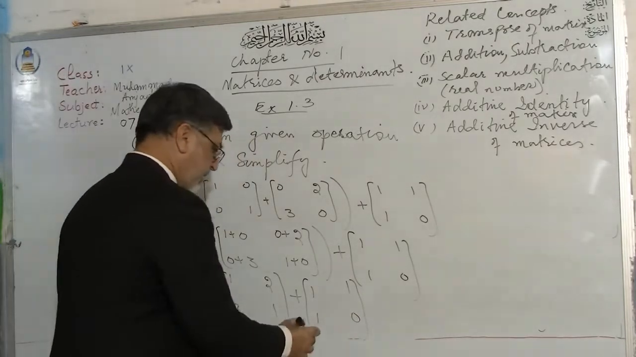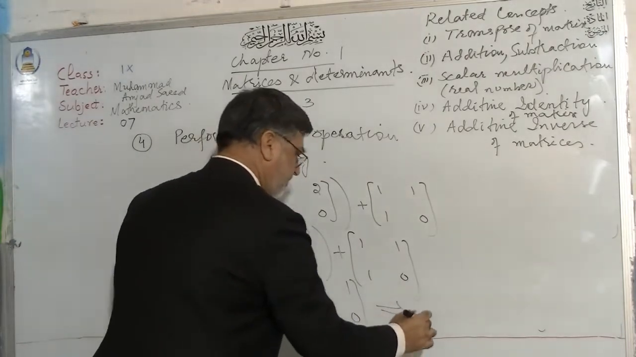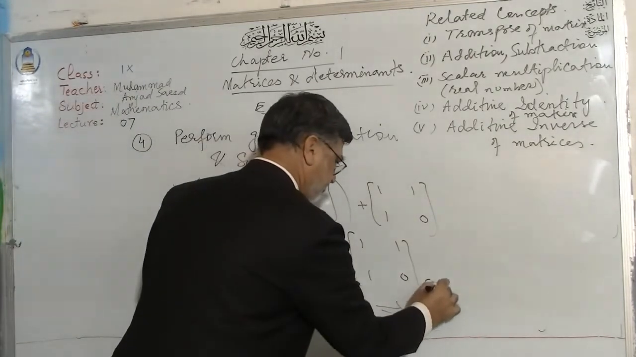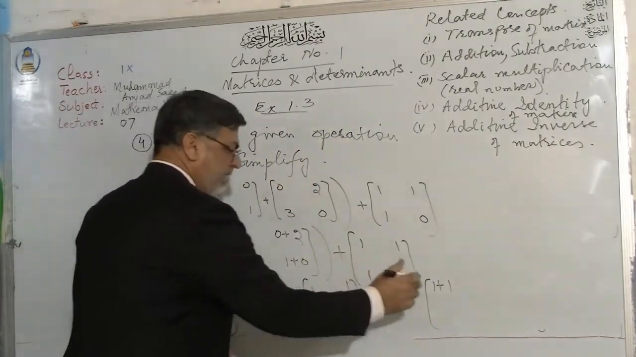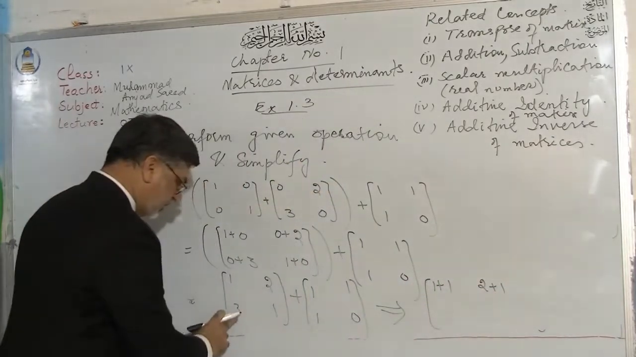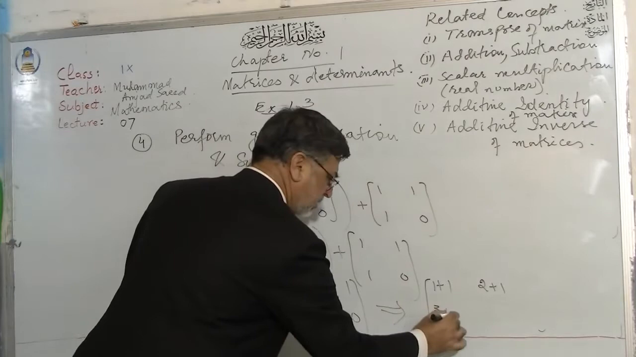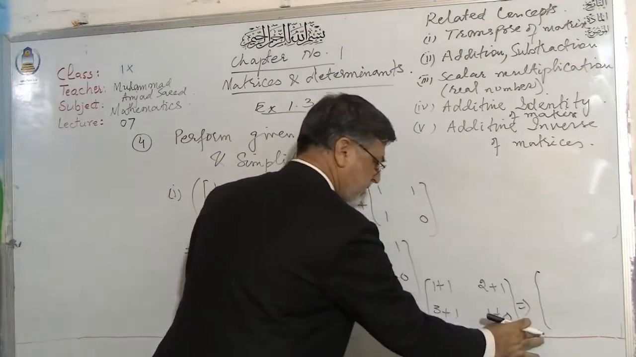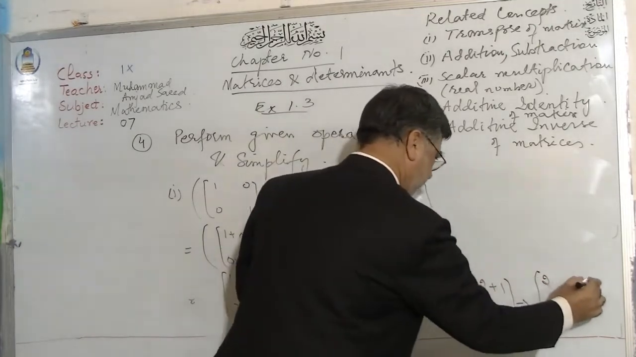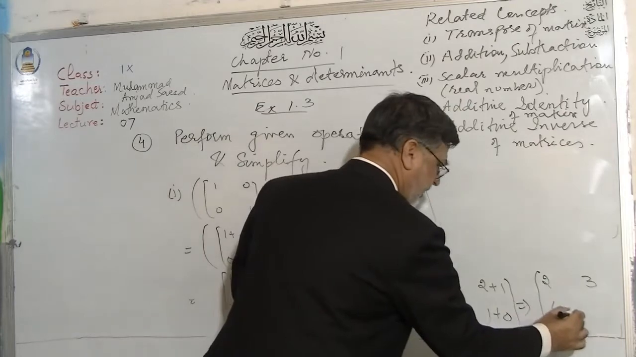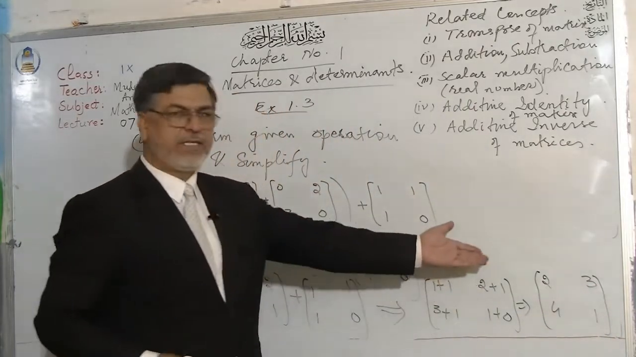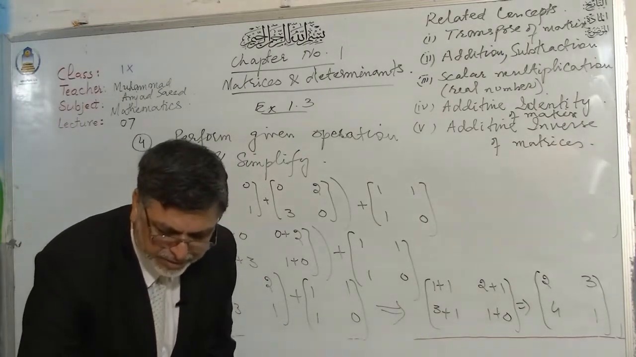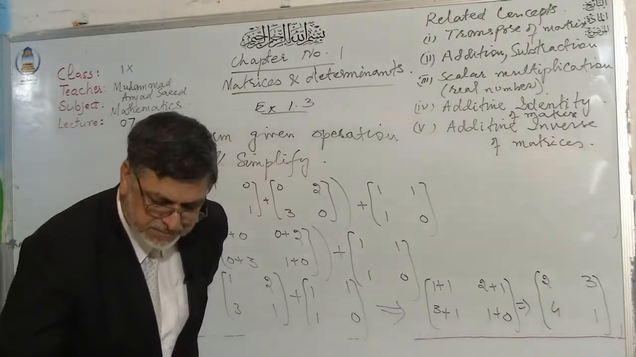Similarly, you can have first plus first, second plus second, third plus third, and fourth plus fourth. This will be 2, 3, 4, and 1. So dear student, that is your answer. Is the addition. In the same way, you can find the answer.